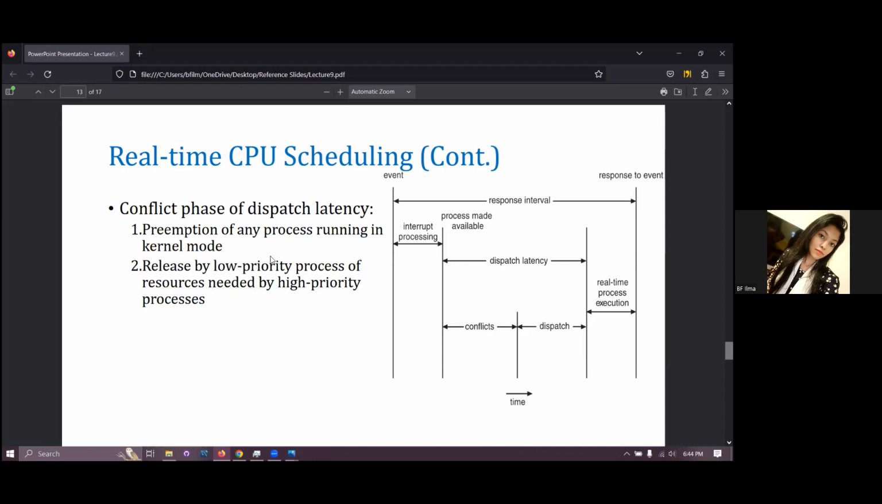And we have interrupt processing here, which means determining which interrupt has occurred and which interrupt handler to run. Then we have context switching involved as well, to remove the currently running process from the CPU, save its state, and then load the interrupt service routine. Those things come under interrupt latency. And the dispatch latency is basically the context switching part, the time taken to take the current process out of the CPU and switch to another.